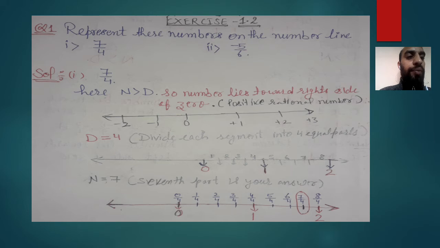After dividing into 4 parts, the next step is to find out where our answer is. The numerator is telling us the answer. The numerator here is 7. That means the 7th part is your answer.